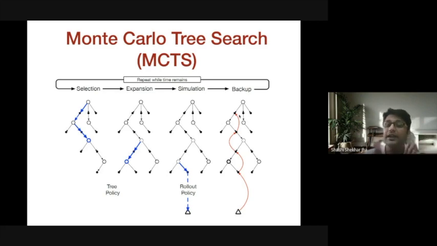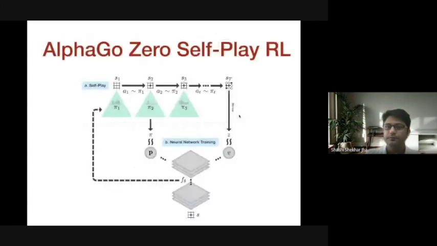Again, this is a very high level overview of Monte Carlo tree search. If you're interested, obviously, you can go and read it in more detail. So they use this method, and this was the AlphaGo Zero self-play architecture. Self-play is another important thing.